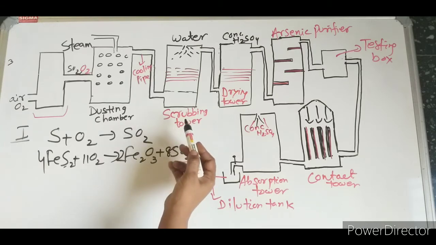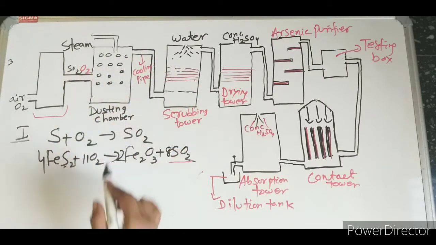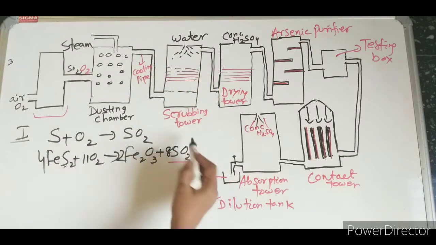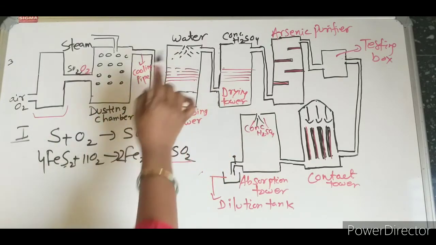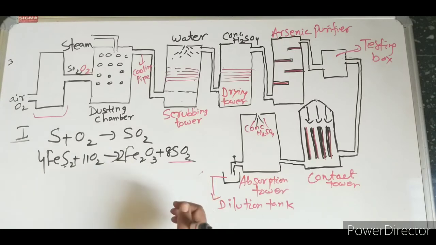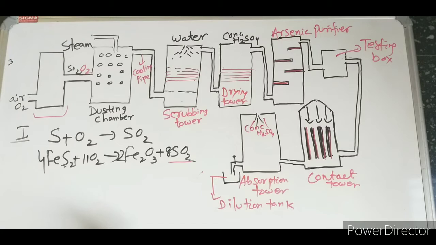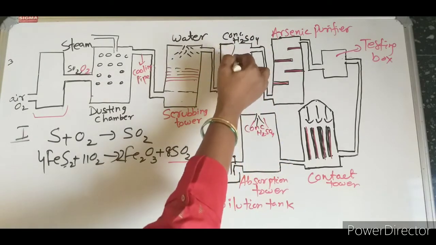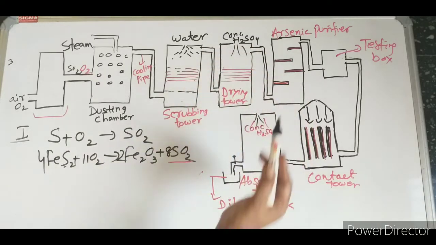In this scrubbing tower, what happens? Water is sprinkled. Here it was steam, but here it is water. Whatever dust particles remain will be absorbed and settled, and the gases will go to the drying tower. Why is the drying tower needed? Because of the water spraying, the gases have some moisture, which needs to be absorbed. The best drying agent for drying this SO2 is concentrated sulfuric acid. This concentrated sulfuric acid is sprayed in the downward direction, and the gases then move to the arsenic purifier.